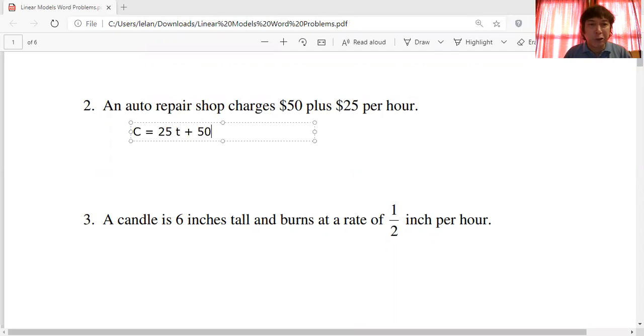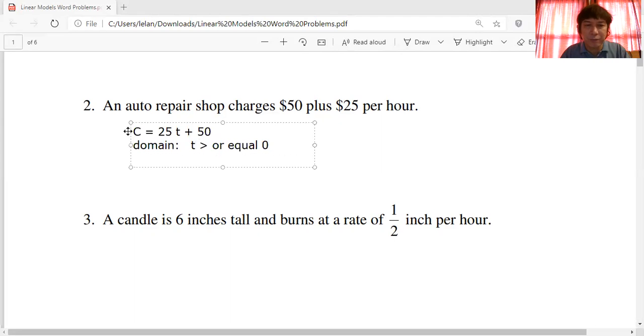And so we can determine our domain. The domain: time starts with 0. Remember, we don't have a negative time. So this time starts with 0 or higher. So this may be greater or equal to 0.